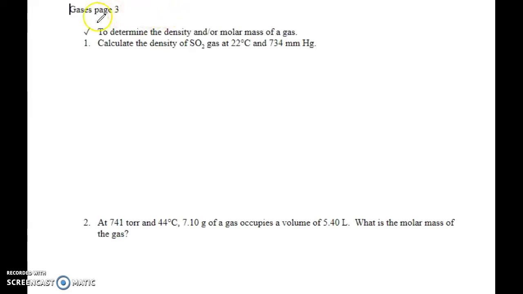Some problems are a little less straightforward than just using PV equals nRT. So this next bullet is looking at determining density or molar mass of the gas. What's the density of sulfur dioxide gas at 22 degrees Celsius and 734 millimeters of Hg? So you see we're getting a temperature and we're getting a pressure.